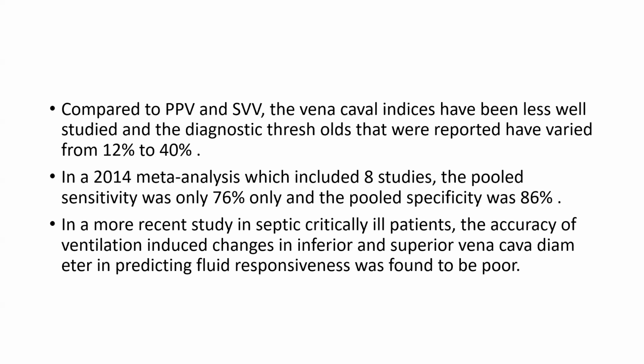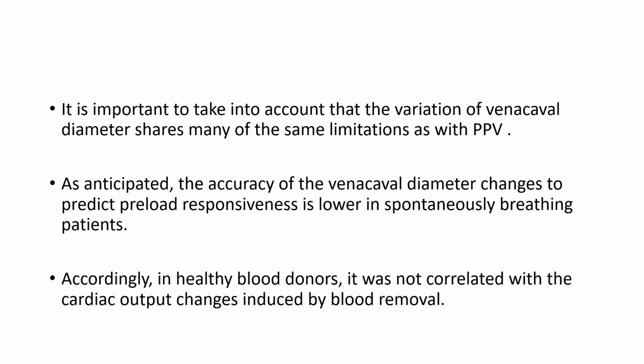In 2014, the meta-analysis, which included 8 studies, the pooled sensitivity was only 76% and the pooled specificity was 86%. In a more recent study in septic critically ill patients, the accuracy of ventilation-induced changes in the inferior and superior vena cava diameter in predicting fluid responsiveness was found to be poor.